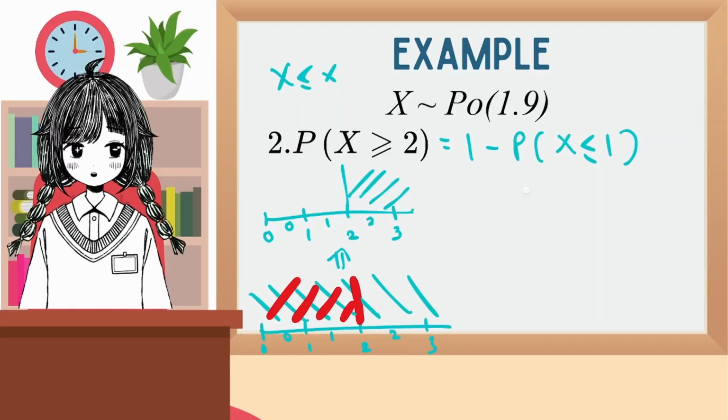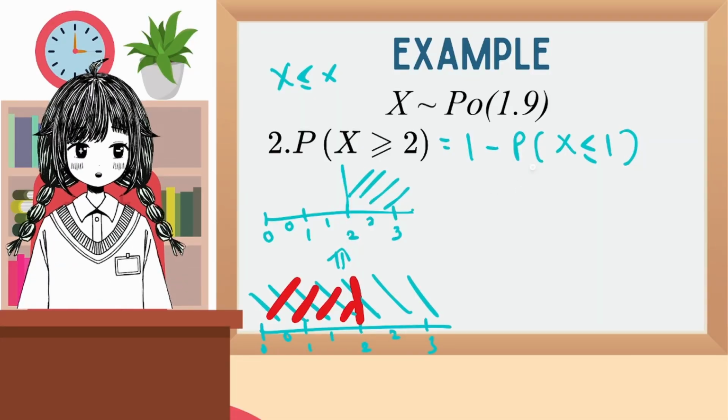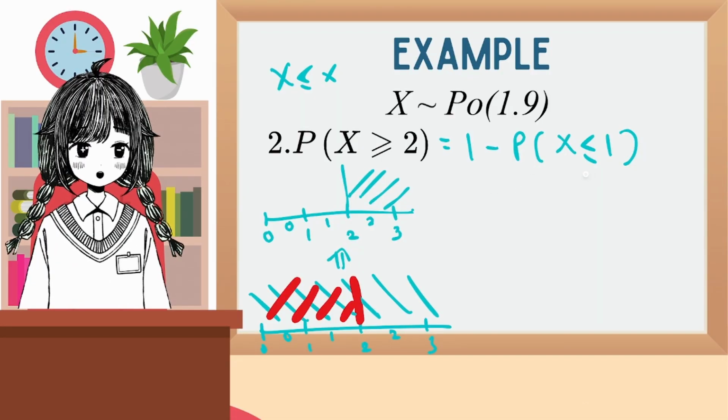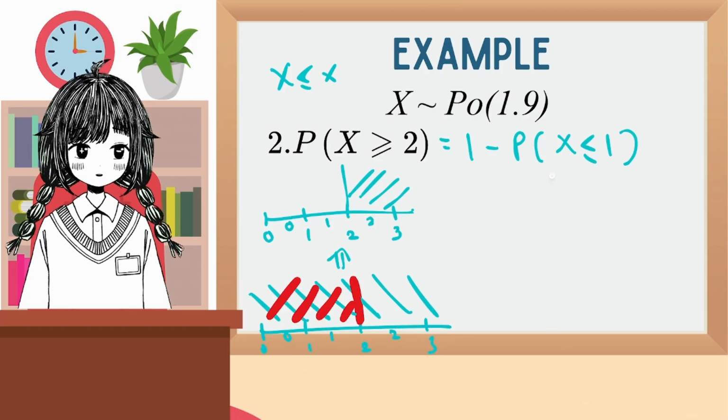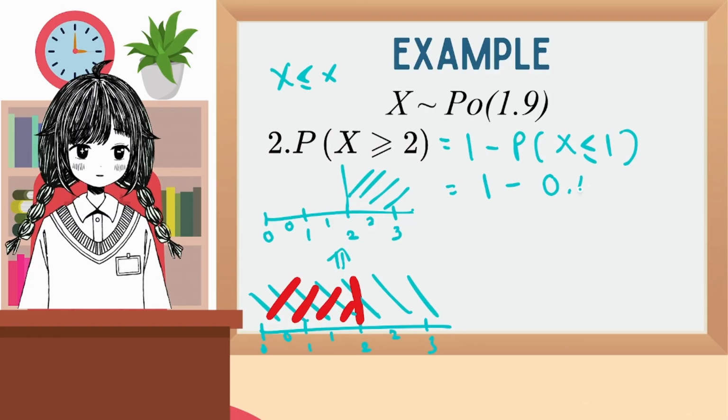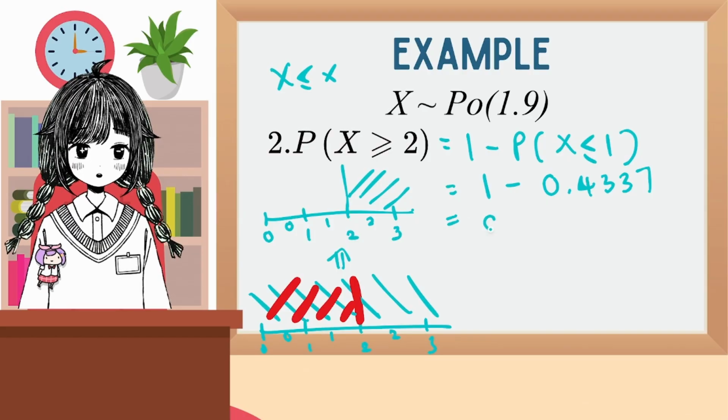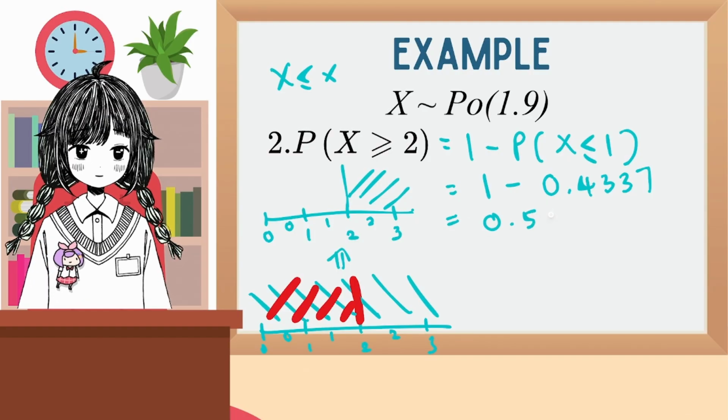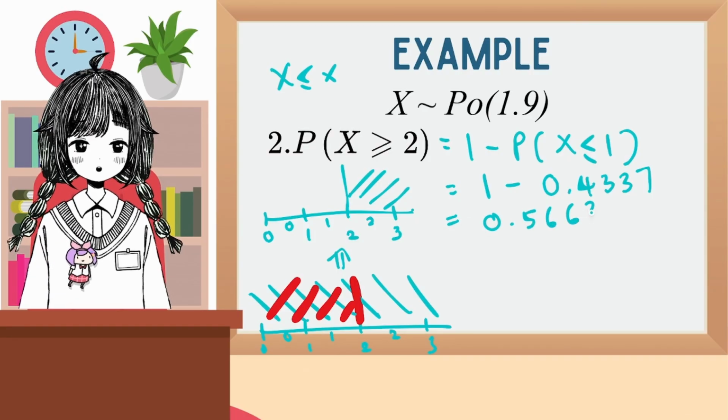Now let's resume. 1 minus P(X less than or equal to 1) from the stat table is 1 minus 0.4337. So the answer is 0.5663.